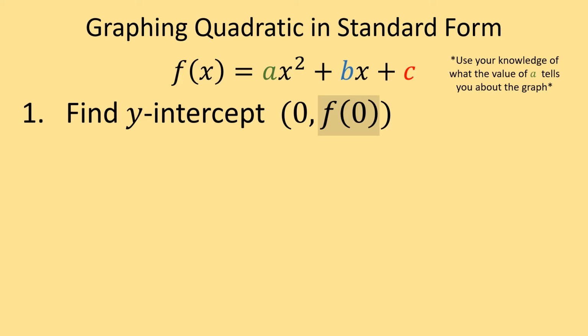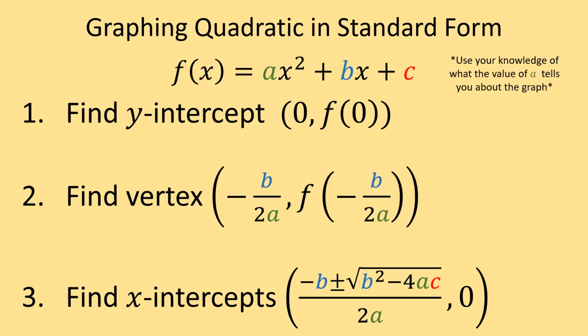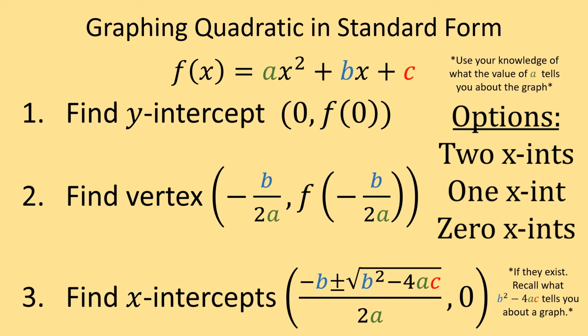Next, if you wanted to find the vertex of a quadratic in standard form, the x value would be negative b over 2a, and the y value would be f of negative b over 2a. Finally, we would use the quadratic formula to find the x-intercepts of our function. Depending on what your quadratic function is, you may have 2 x-intercepts, 1 x-intercept, or 0 x-intercepts. You can check out the card here to find out how we determine whether our function is going to have 2, 1, or 0 x-intercepts.